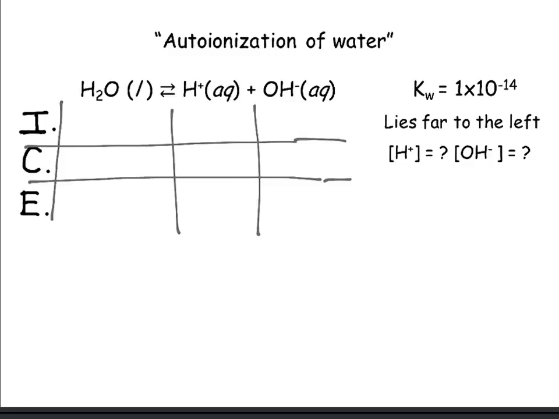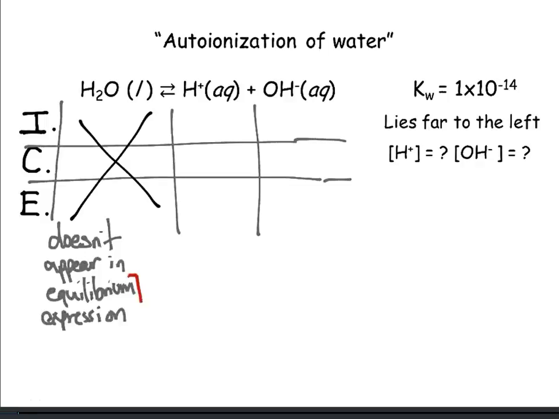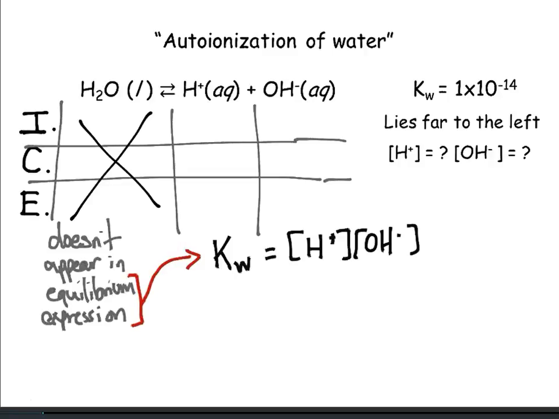So remember, when we do this, we need an ICE table because this is an equilibrium expression. We can write the expression for Kw. And it doesn't really matter what water is because it doesn't appear in our equilibrium expression. So let's remember that pure solids and pure liquids don't appear. So our equilibrium expression for Kw is H+ concentration times OH minus concentration. Remember, the brackets mean concentration.